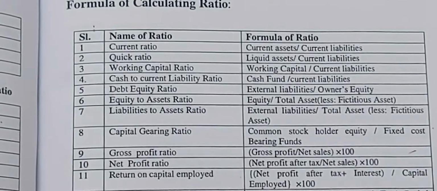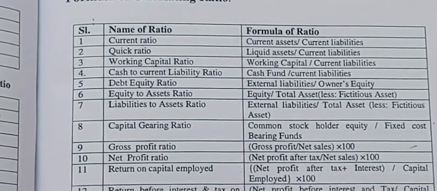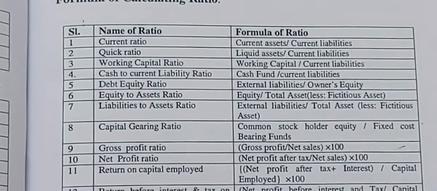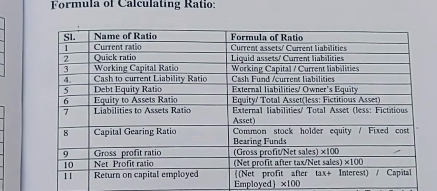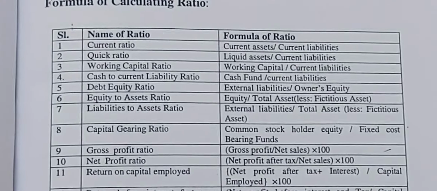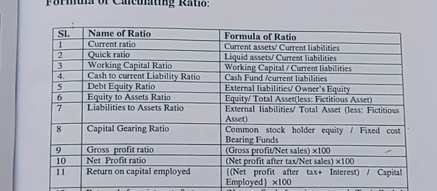Liquid asset divided by current liabilities. Third one, working capital ratios: working capital divided by current liabilities. Cash to current liability ratio: cash fund to current liabilities.